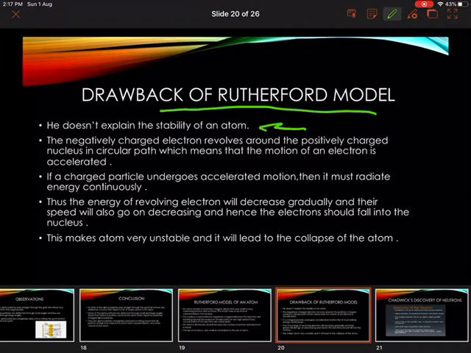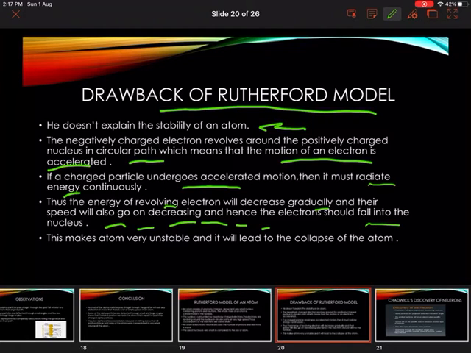The negatively charged electron revolves around the positively charged nucleus in a circular path. This means that the motion of these electrons should be accelerated. And if a charged particle undergoes acceleration, it must radiate energy in a continuous way. Thus, the energy of the revolving electron will decrease gradually, and the speed also will decrease with time.